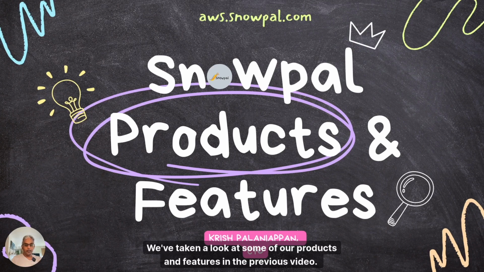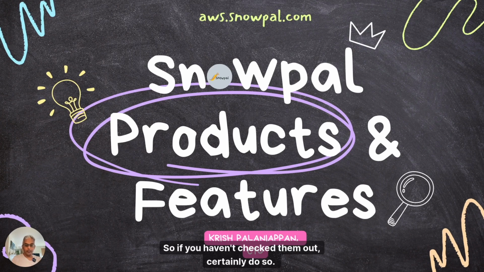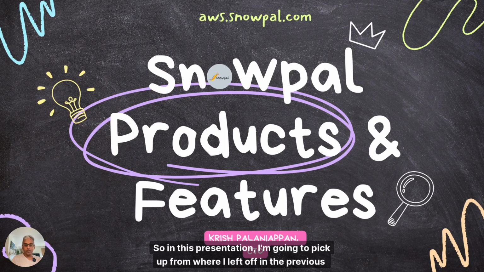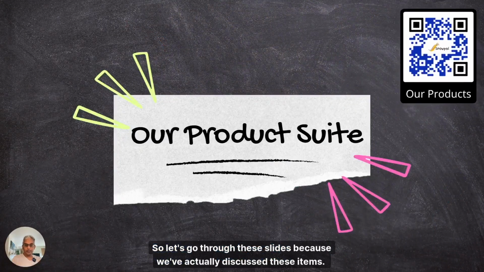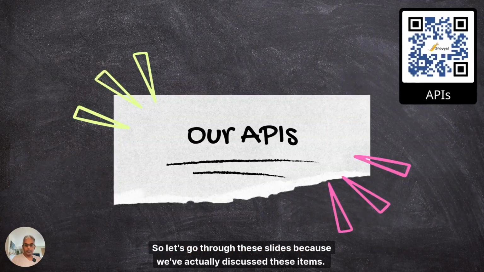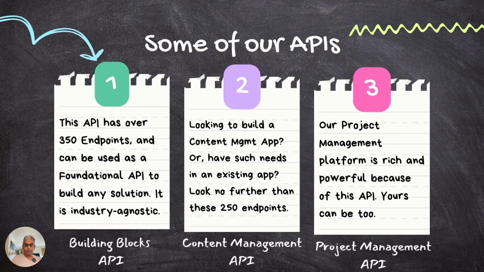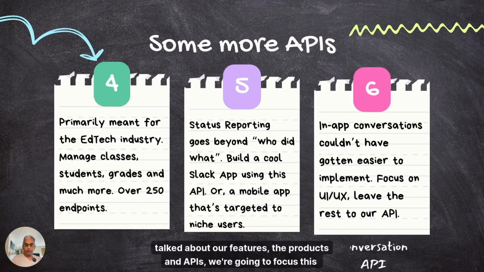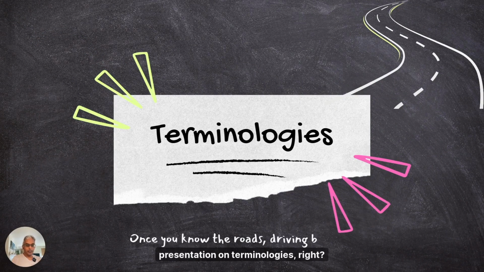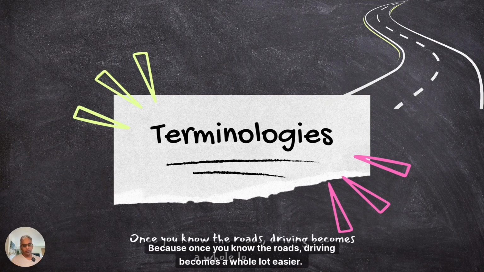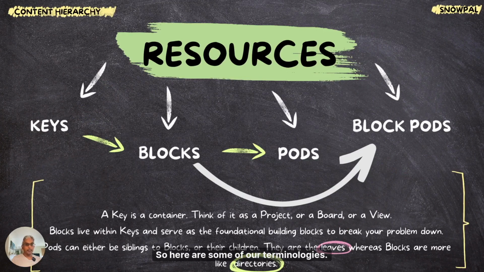We've taken a look at some of our products and features in the previous videos. If you haven't checked them out, certainly do so. So in this presentation, I'm going to pick up from where I left off in the previous one. Let's go through these slides because we've actually discussed these items. We talked about our features, our other products and APIs. We're going to focus this presentation on terminologies, right? Because once you know the roads, driving becomes a whole lot easier. So here are some of our terminologies.